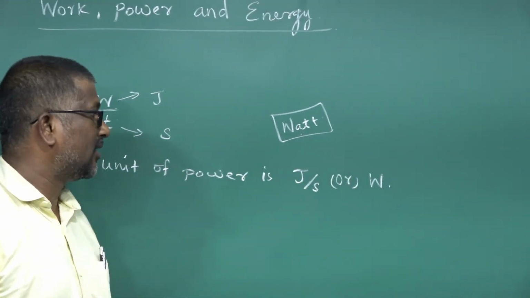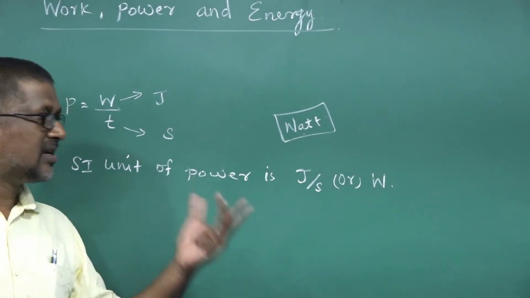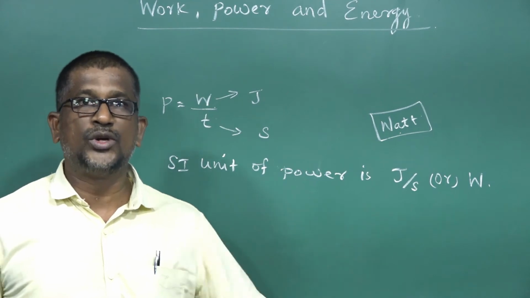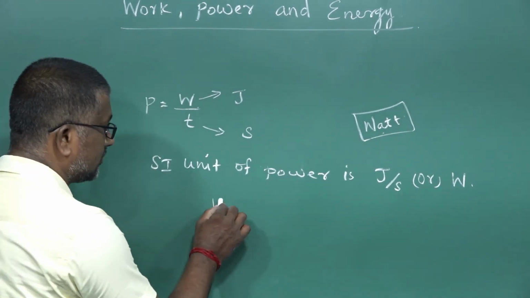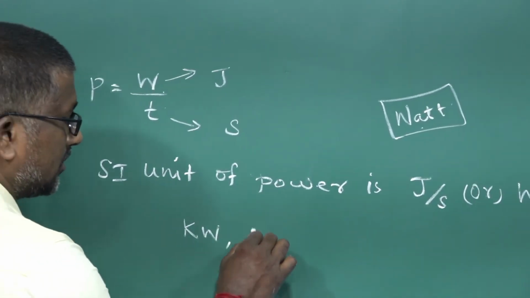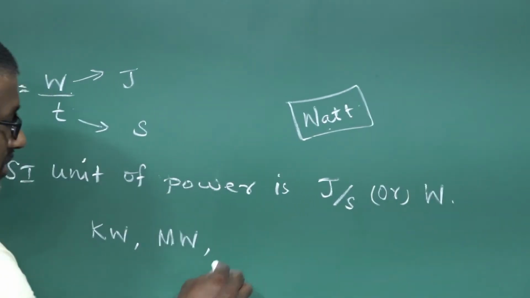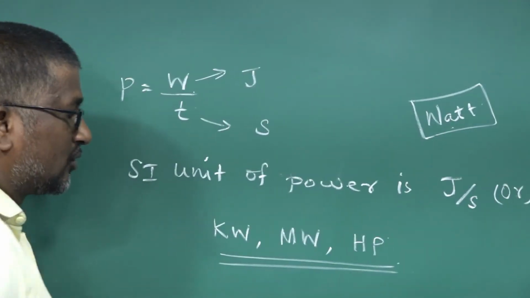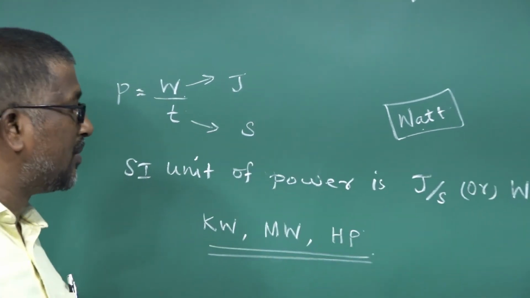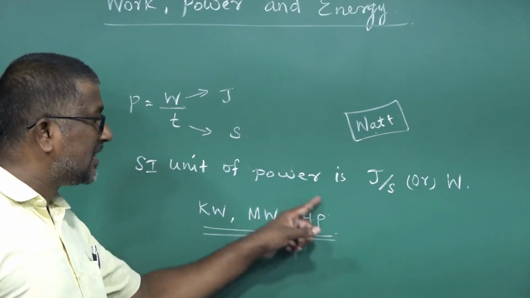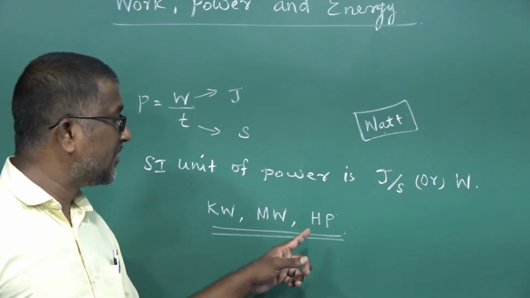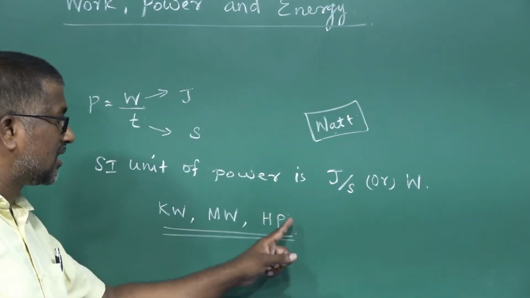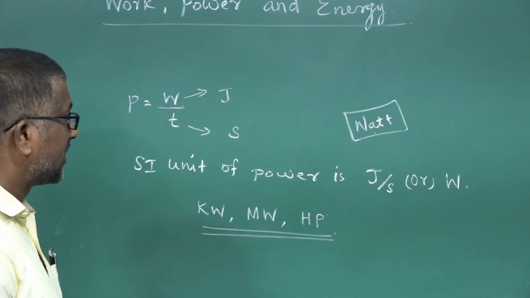And some larger units of power are also there. Some other units also there. They are kilowatt, megawatt, and horsepower. So these are some other units of power. The practical unit of power is horsepower. So kilowatt, megawatt, and horsepower, these are other units of power.